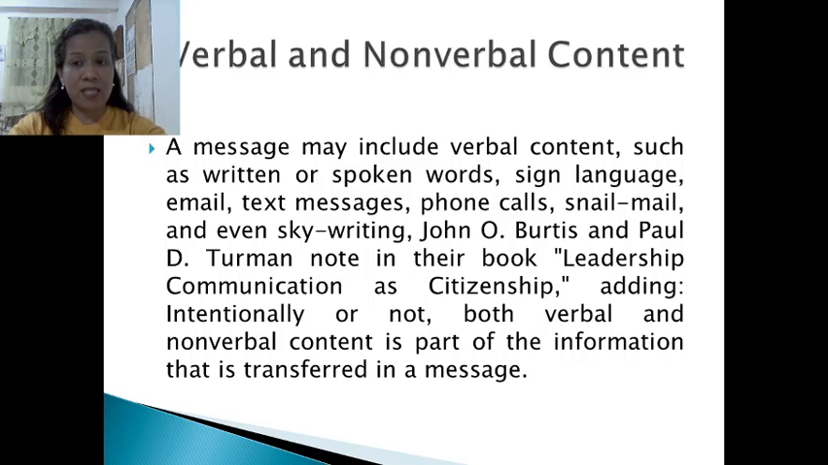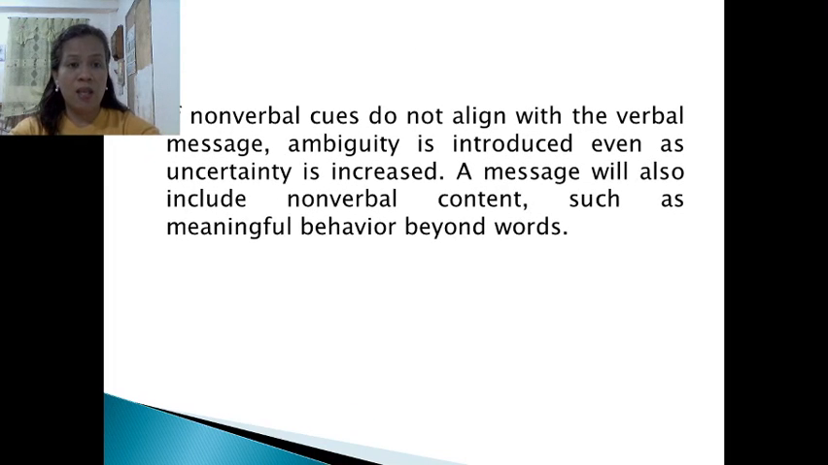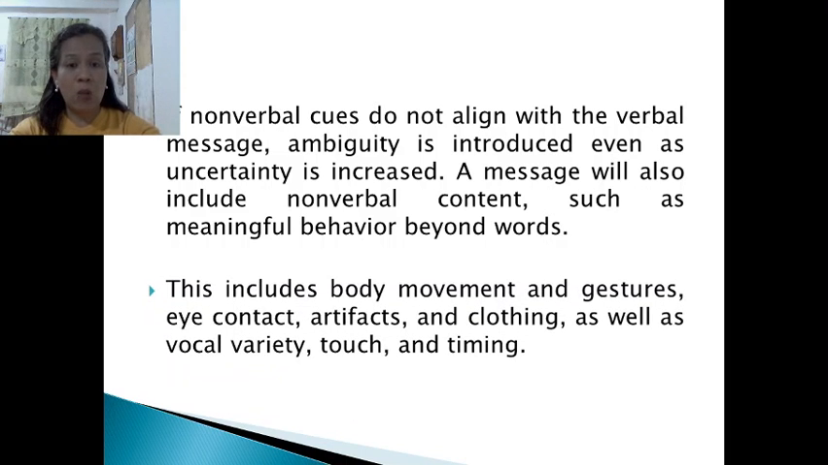A message may include verbal content such as written or spoken words, sign language, email, text messages, phone calls, snail mail, and sky writing. And that's according to John O. Burtis and Paul Determan in their book Leadership, Communication, and Citizenship, adding that, according to them, intentionally or not, both verbal and non-verbal content is part of the information that is transferred in a message. So that's according to the two authors. If non-verbal cues do not align with the verbal message, ambiguity is introduced even as uncertainty is increased. A message will also include non-verbal content such as meaningful behavior beyond words. This includes body movement and gestures, eye contact, artifacts, and clothing, as well as social variety, touch, and timing.